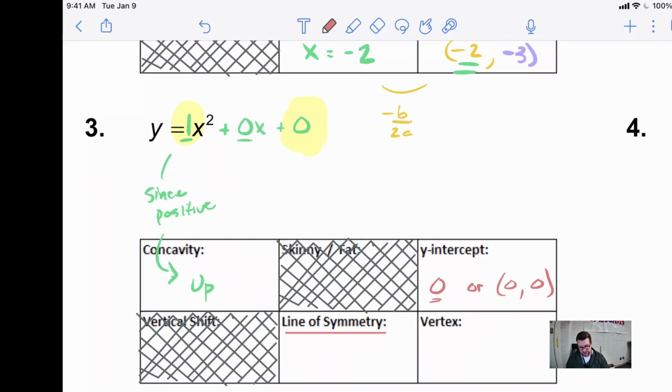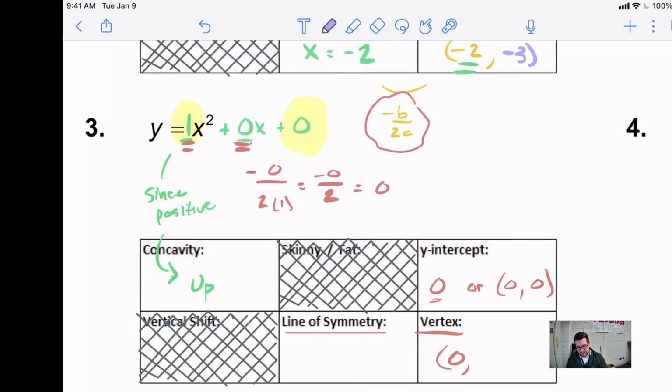Last but not least, we're looking for our line of symmetry and our vertex. Again, we will use our -b/2a formula. So in this situation, we'll have a -0, because that is our b value, over 2 times 1. -0 over 2. Punch that in on your calculator if you're not sure, but it gives you 0. So the x coordinate of our vertex is 0.